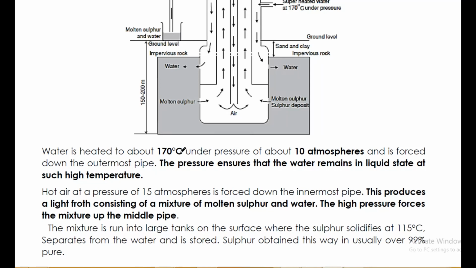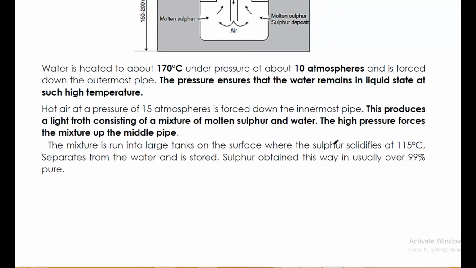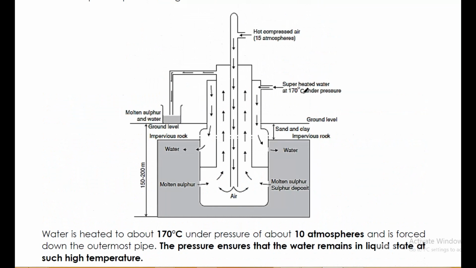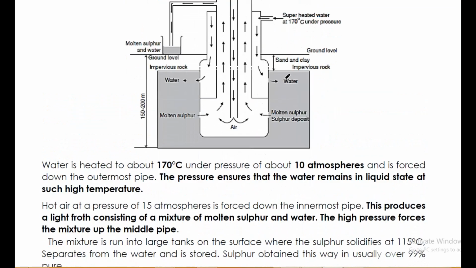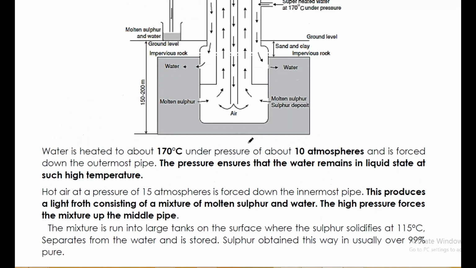Water is heated to about 170 under pressure and forced into the outermost pipe. The pressure ensures that the water remains in liquid state. Okay. I think I have said the purposes of the hot water is to melt the sulfur. The hot compressed air is forced down, and then it is going to force the molten sulfur up to the ground.